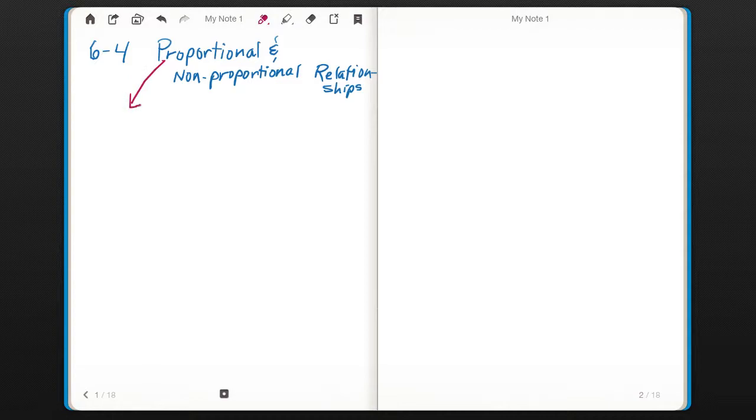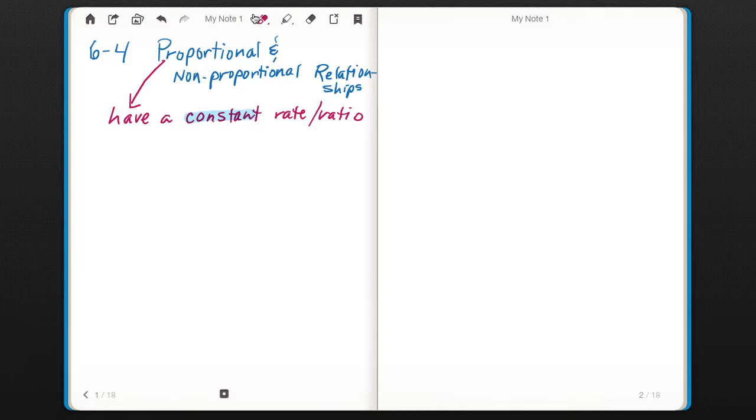So proportional means that they have a constant rate, or we could also say ratio. Now that word constant, what does that mean? Ashna? Like it doesn't change. Right, it doesn't change. It stays the same.